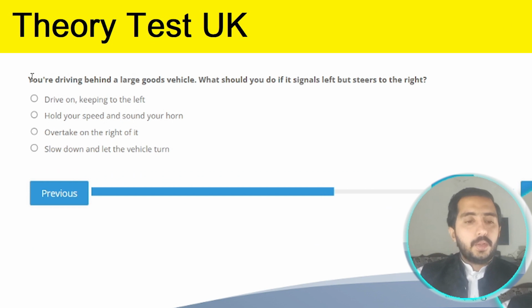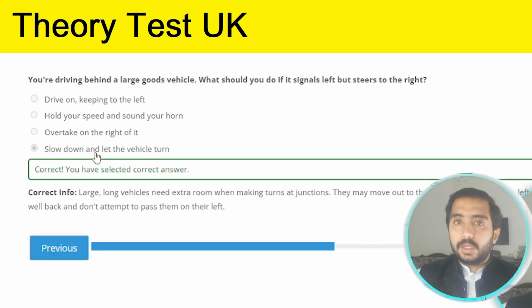Next question. You are driving behind a large goods vehicle. What should you do if it signals left but steers to the right? The correct option is slow down and let the vehicle turn. Option D is the correct one.